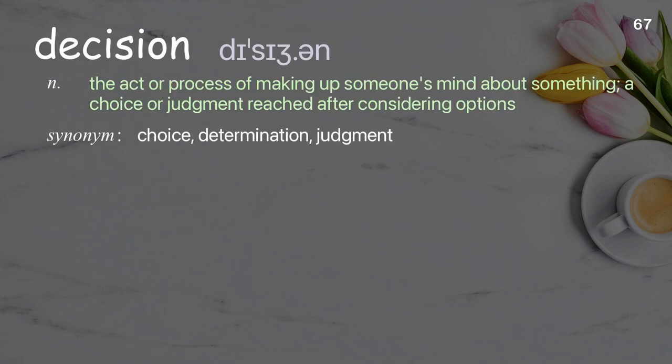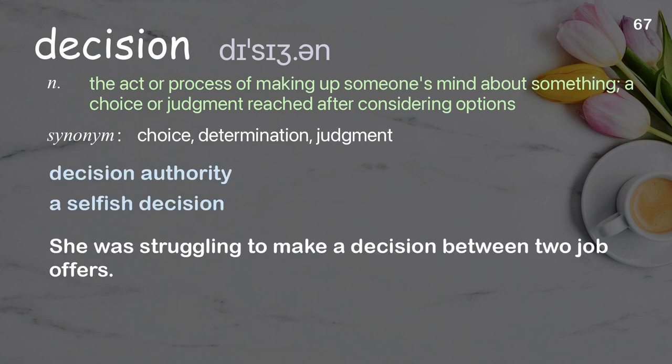Decision. The act or process of making up someone's mind about something. A choice or judgment reached after considering options. Examples. Decision authority. A selfish decision. She was struggling to make a decision between two job offers.